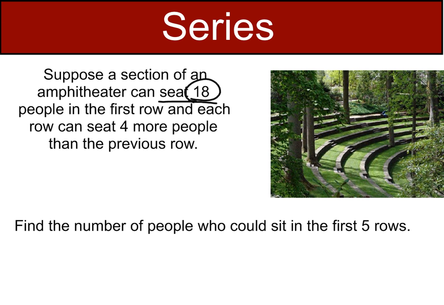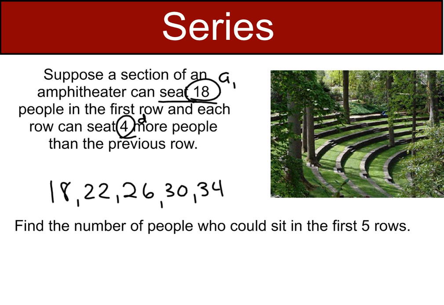So if I let this be my first term, this is my common difference. So the first 5 rows would be 18, 22 in the second row, 26 in the third row, 30 in the fourth row, 34 in the fifth row. So that would be a sequence. The series says add all those up. So add 18, 22, 26, 30, 34. So that's going to be 130.